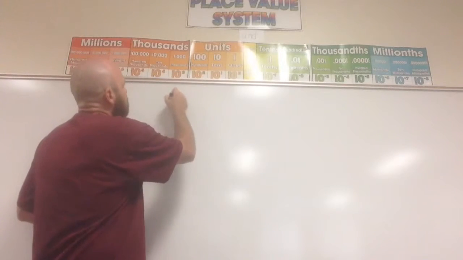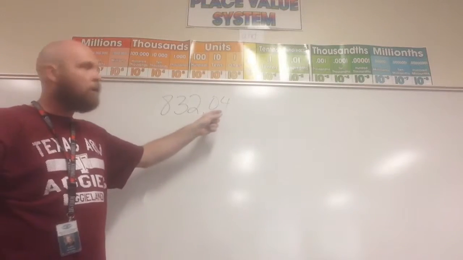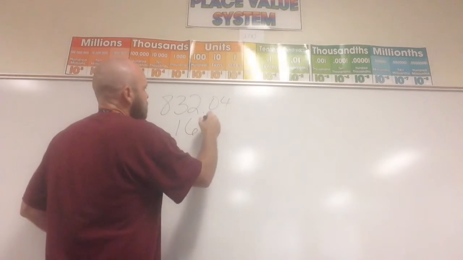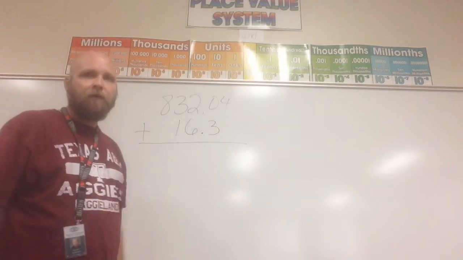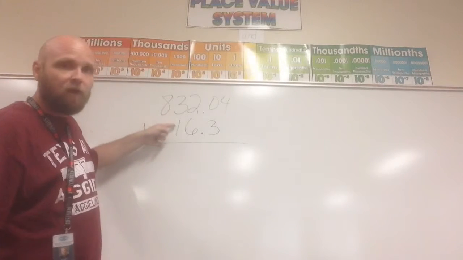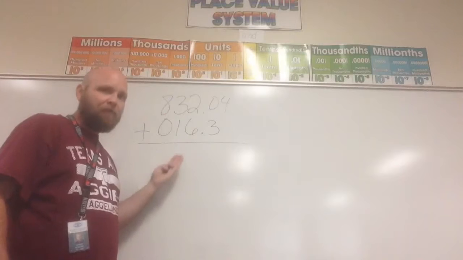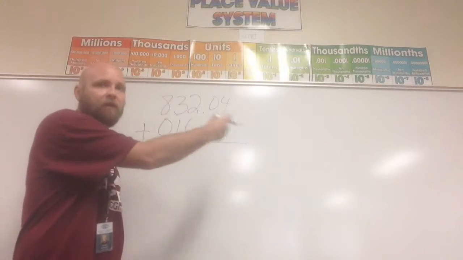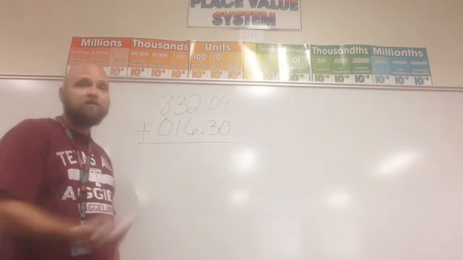Let's take 832 and 4/100ths, and let's add 16 and 3/10. It's the same way. We've lined up the decimal points. We have our ones over our ones, our tens over our tens, hundreds over our hundreds. We can put a 0 there. It doesn't change the value. You don't have to. What you have to do is at the back, they have to have the same number of place values. So this has to go out to the hundredths place because this goes out to the hundredths place. And then it's just simply adding.